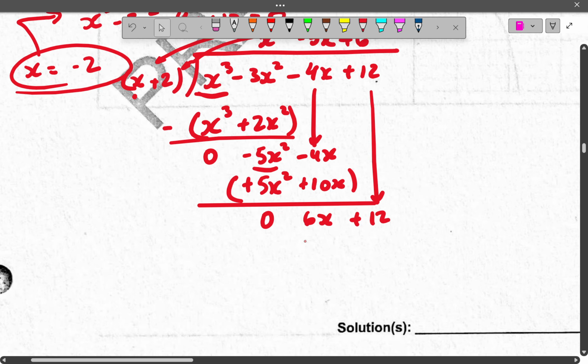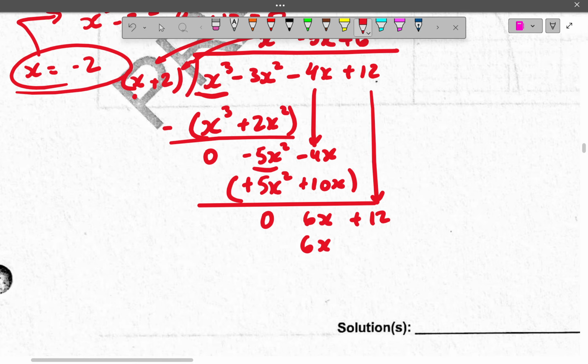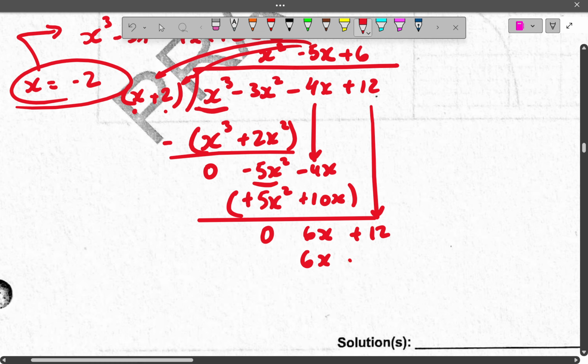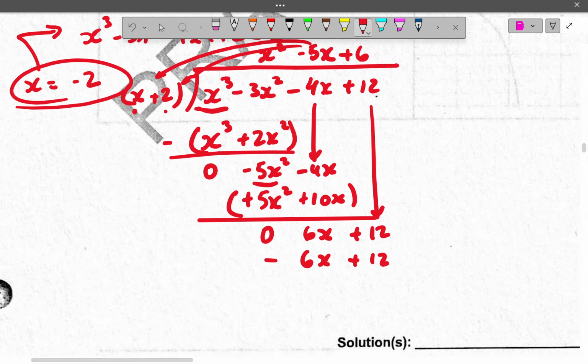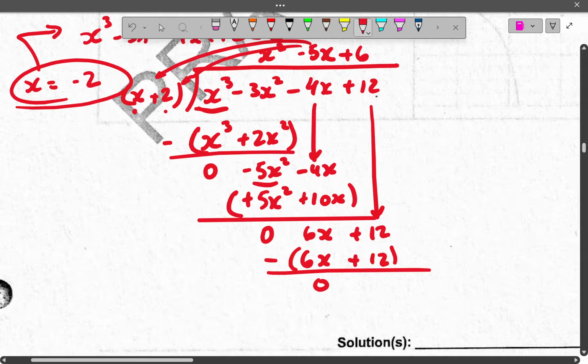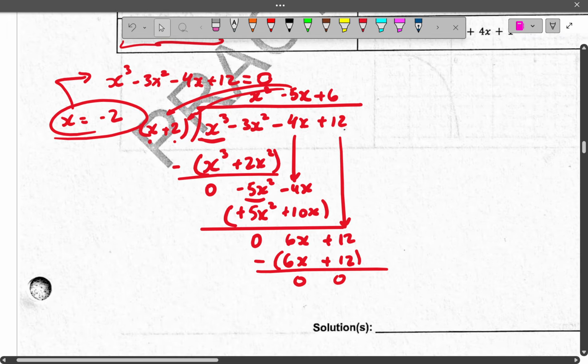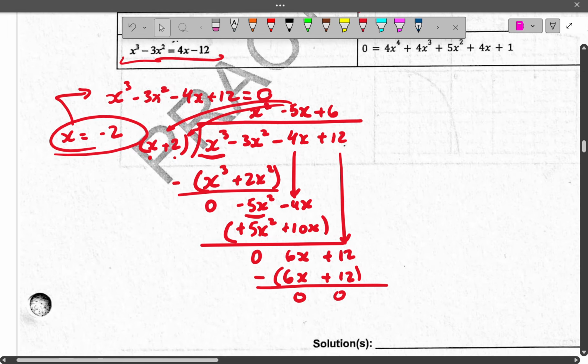After this, we get 6, because 6 times x will give me 6x, and that will cancel out. And then 6 times 2 gives me 12. So here in this one, we get 0 for our remainder. We get no remainder. It's perfect. That's just confirmation that we found a factor.